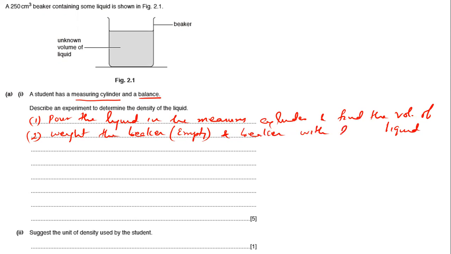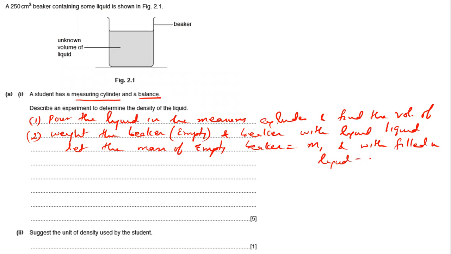the beaker with liquid, right? And then subtract the weight of the empty beaker. While you write this, you have to write the mass of the empty beaker, because you're doing an experiment. So somewhere you have to mention the procedure here. Mass of empty beaker is equal to M1 and with liquid filled in is equal to M2. Then what is the next step? Third step?